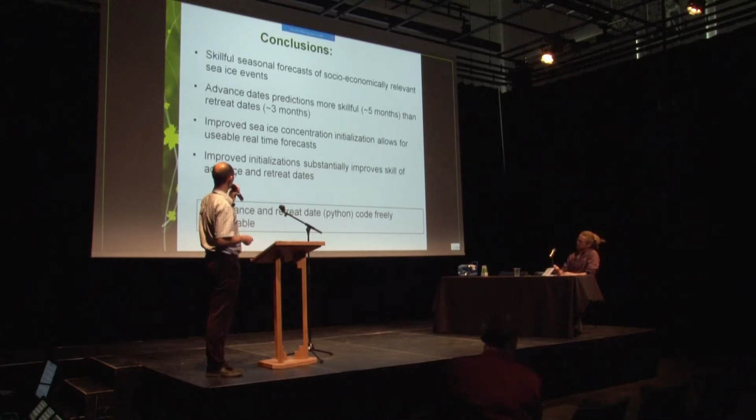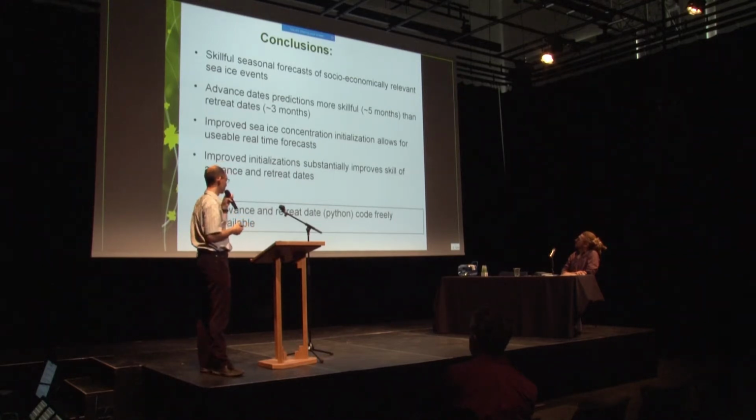Okay, so conclusions. We have skill for seasonal forecasts of advance and retreat dates. Advance dates are more predictable than retreat dates. We have improved sea ice concentration and thickness initialization. The improved sea ice concentration initialization allows for usable real-time forecast, which is really a game changer. And improved initialization substantially improves skill of advance and retreat dates.